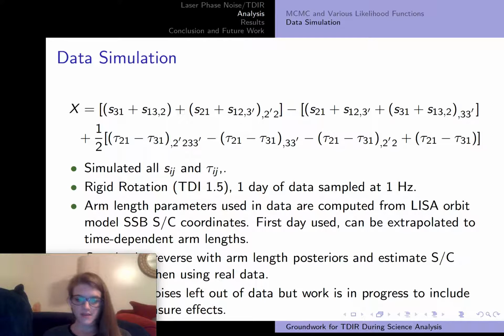The secondary noises are left out of the data. They're just included in the noise covariance matrix at their respective amplitudes, but work is in progress to include them and to measure the effects as well.